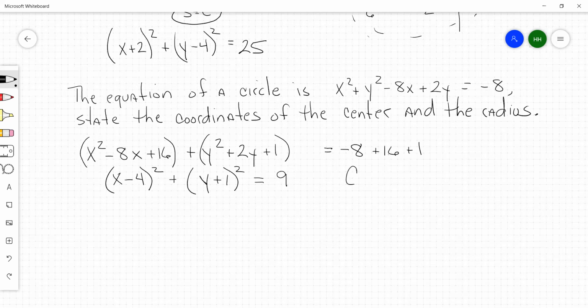So your center, where's your center located at? Good. 4, negative 1. And what's your radius? 3. Very good.